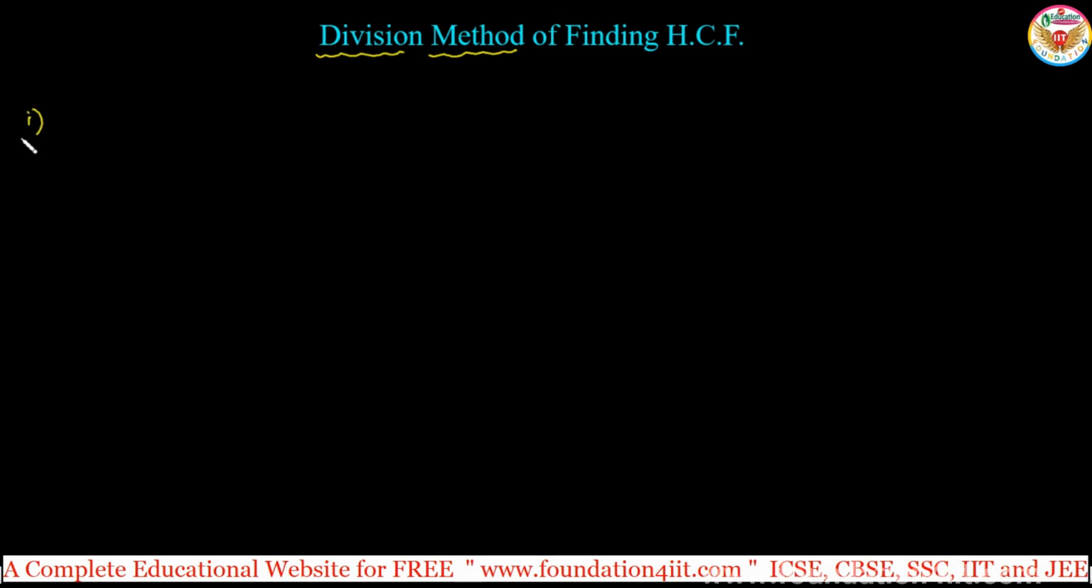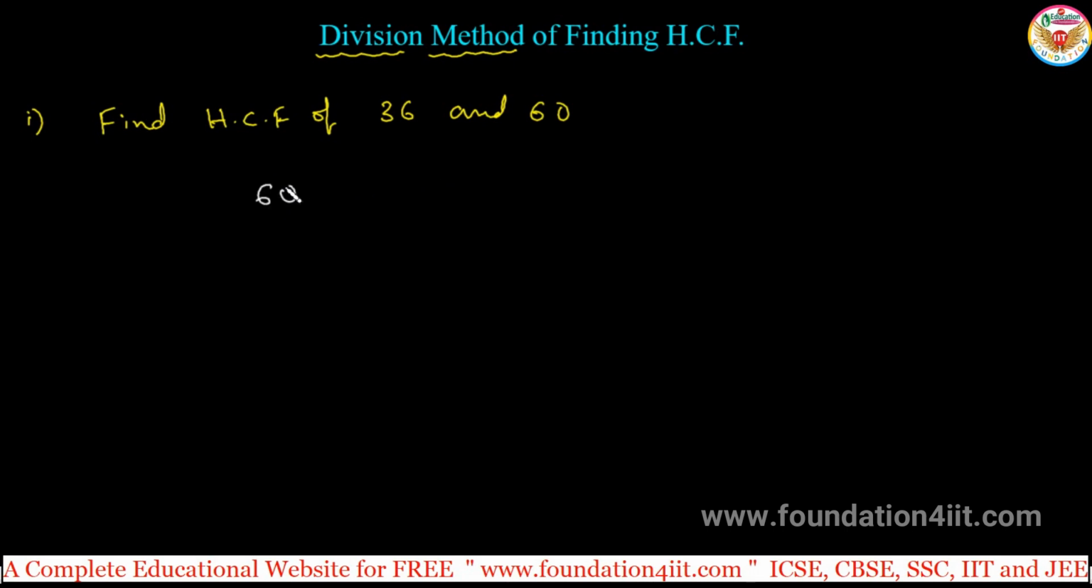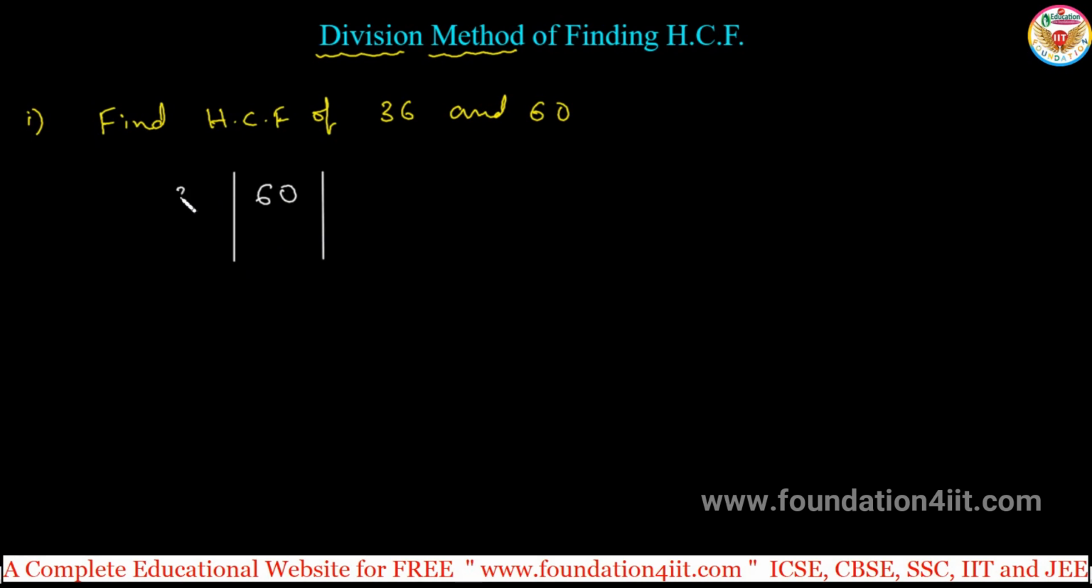So let me take the question: find the HCF of two numbers, 36 and 60. The method is the same for the division method in any problem. Let us see the first step: take the largest number of the two and divide the greater number by the smaller number. The greater number is 60, and it should be divided by the smaller number, 36.